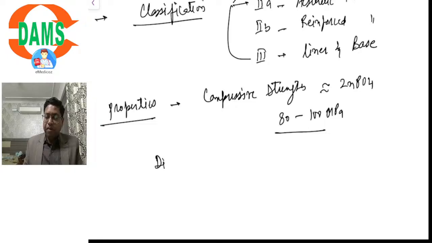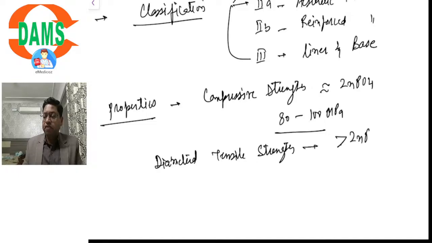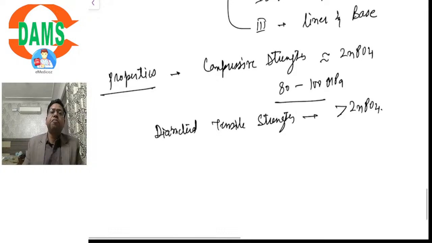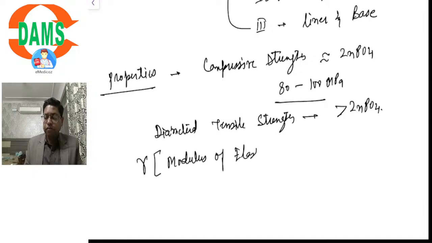If we talk about diametral tensile strength, it is greater than zinc phosphate cement. Comparison of properties is important. And if we talk about gamma, which is modulus of elasticity, it is nearly half of zinc phosphate cement.